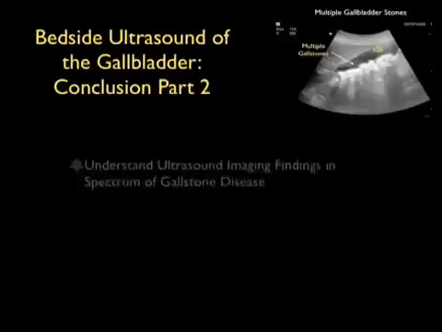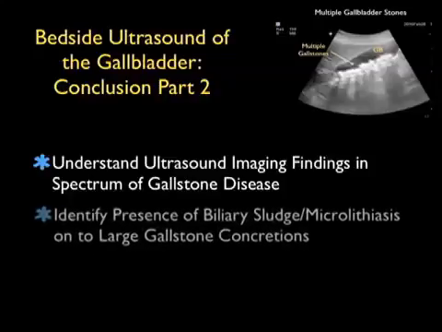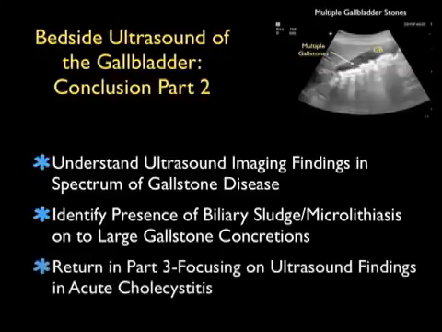My conclusion points for this Soundbites module going over part 2 of bedside ultrasound of the gallbladder. Hopefully through this module you now understand the ultrasound imaging findings in the spectrum of gallstone disease that may be seen in patients presenting to the emergency department with abdominal pain. I hope also that you can identify the presence of biliary sludge or microlithiasis, seen as the first finding of deposition of cholesterol crystals, on to the identification of large gallstone concretions. And last, I look forward to seeing you back as Soundbites continues and as we go on to Gallbladder Sonography Part 3 that will focus entirely on the ultrasound findings in acute cholecystitis.